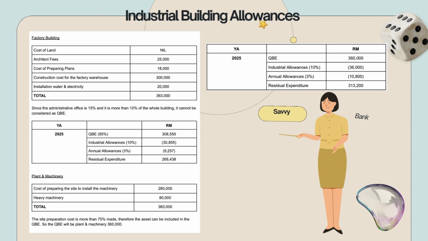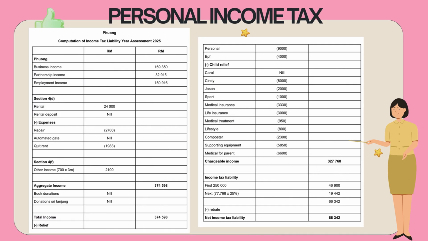I will now pass the presentation to my group member to continue with the partnership computation. Next, I will explain the computation of Phuong's personal income tax liability for the year of assessment 2025. Phuong's total income consists of business income of RM 169,350, partnership income of RM 32,915, employment income of RM 150,916, rental income after allowable expenses, and other income of RM 2,100. This gives an aggregate income of RM 374,598.